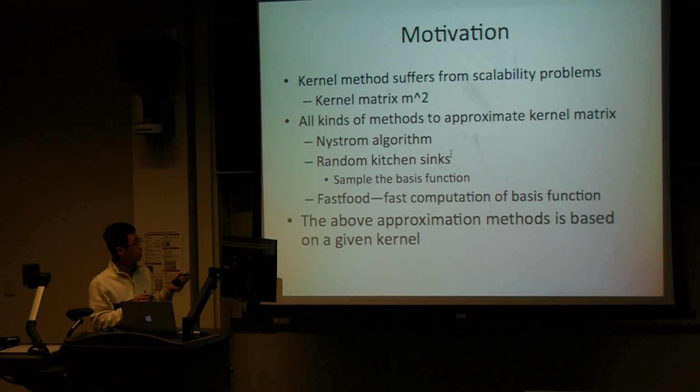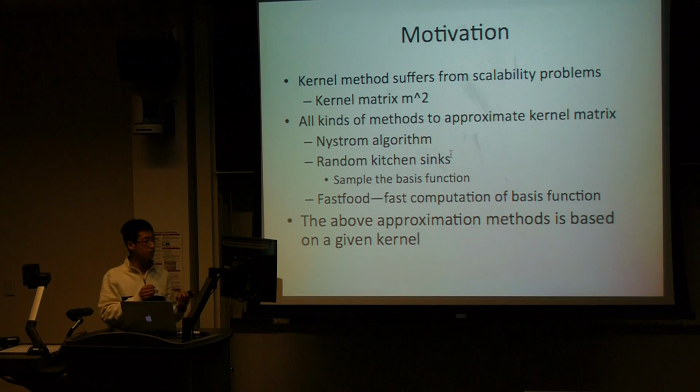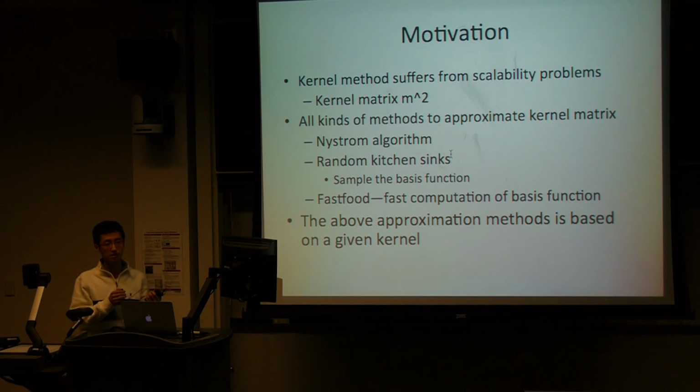And Fastfood is a further step based on random kitchen sinks. In random kitchen sinks, computing the basis function requires n times d complexity, where n is the number of basis functions and d is the dimension of the data. Fastfood approximates the Gaussian matrix, and the computational cost is n times log d.